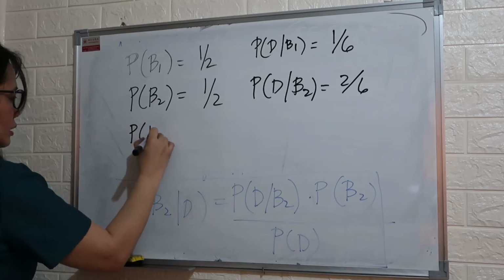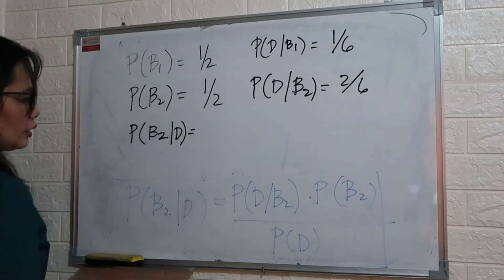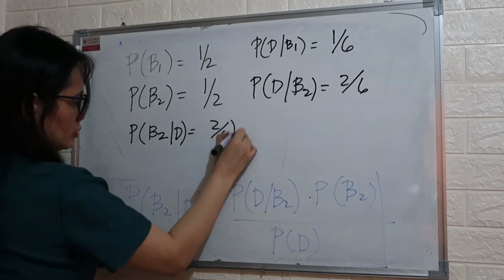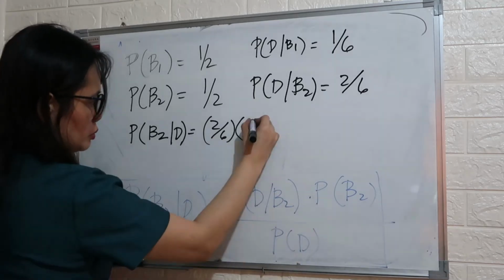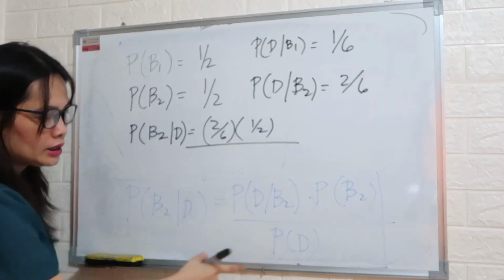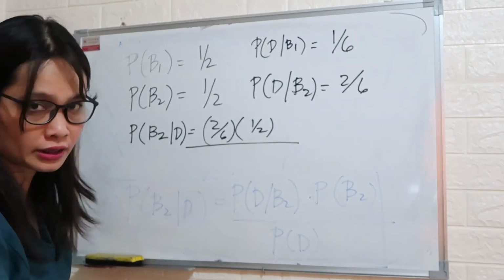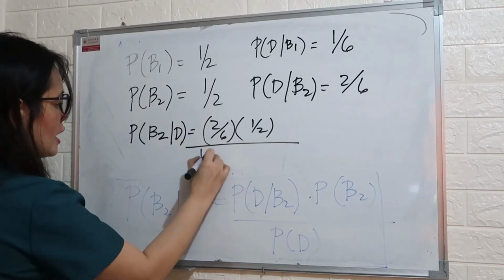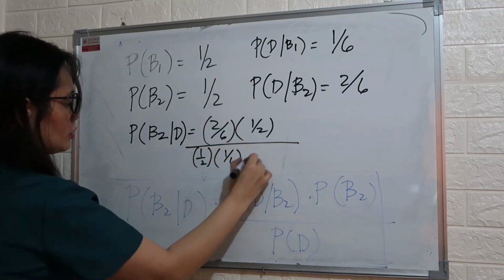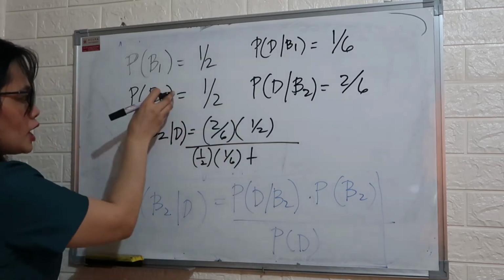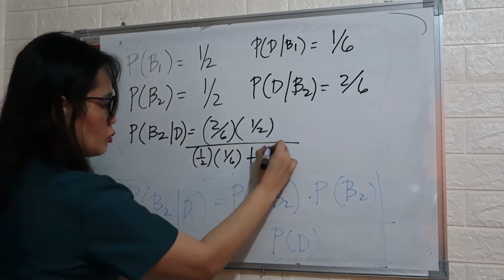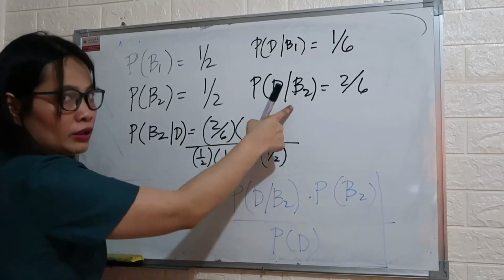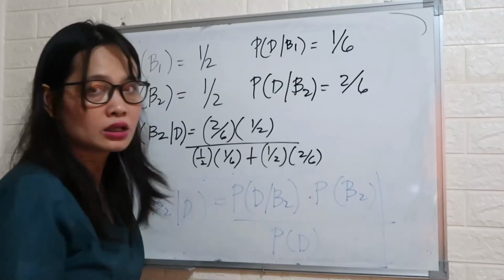So the probability that it came from box 2 given defective is the probability that defective came from box 2, which will be 2 over 6, multiplied by the probability of selecting box 2, which will be 1/2, all over the probability that it's defective, regardless if it's in box 1 or box 2. So the probability of box 1 will be 1/2 multiplied by 1 over 6, plus the defective we're going to choose in box 2. What is the probability of selecting box 2? That will be 1/2. And then the probability that what is in box 2 is defective, so there are 2 defective out of 6. So that's the meaning of that one.